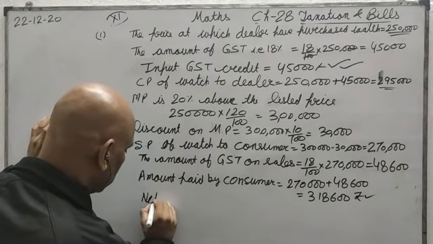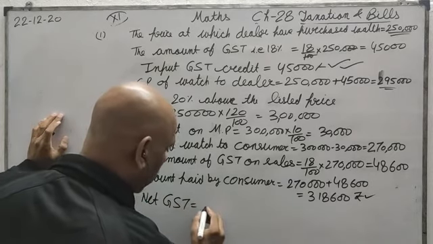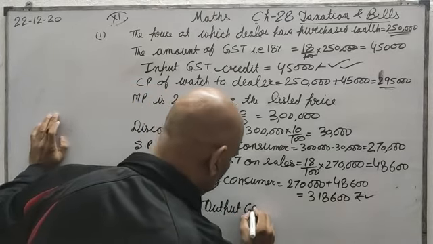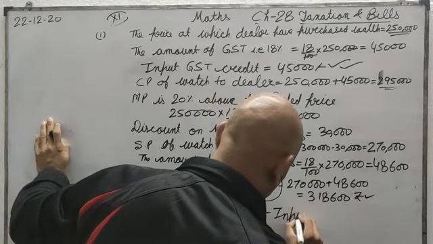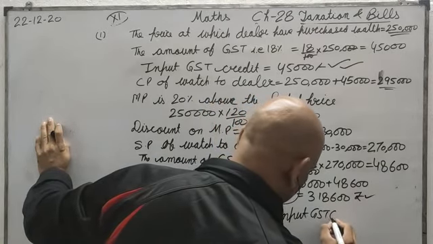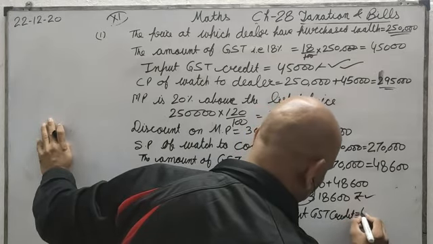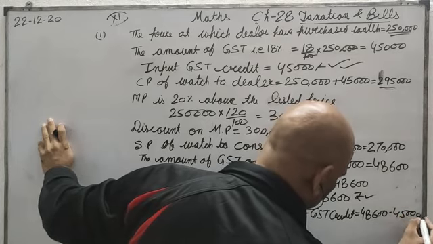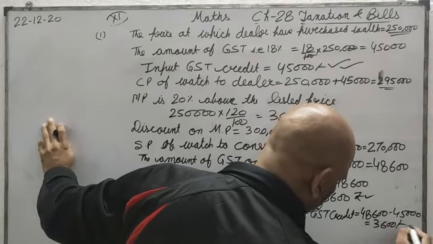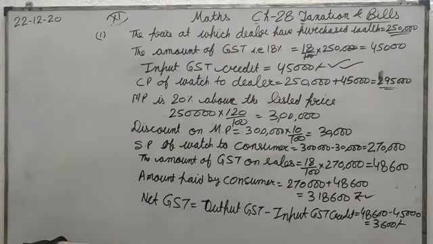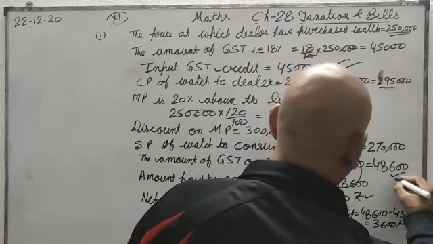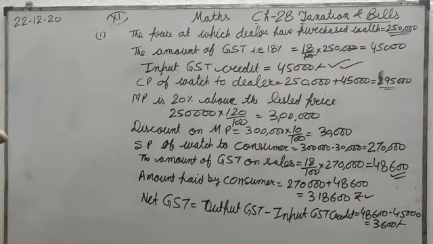GST paid by the retailer, अब वो हमें निकालना है. Net GST. Now how we will calculate? Output GST minus input GST credit. So that is 48,600 minus 45,000. So 3,600 rupees is the GST paid by this dealer to the government. And GST paid by the consumer? GST paid by the consumer is this 48,600. So this way, these will be the answer of various questions.